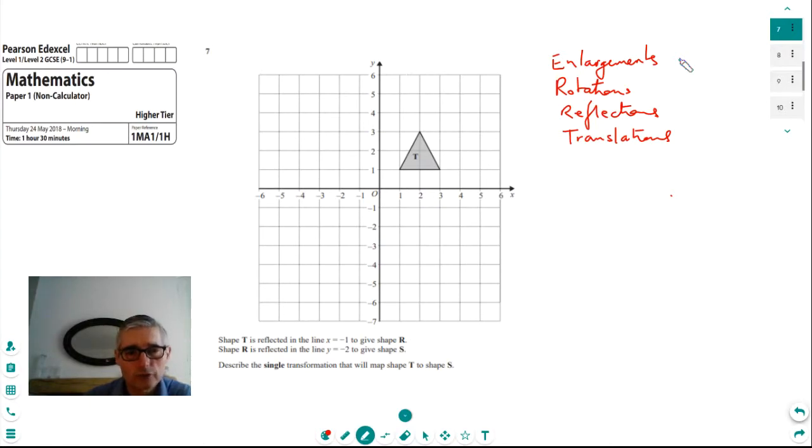This one is starting off talking about reflecting a shape T, the one drawn, in a line. So we're reflecting shape T in the line x equals -1, and we've got to then draw shape R, which is the reflected version of shape T. The first thing to do is to draw this line x equals -1. A line x equals -1 goes through the point x equals -1 and is a vertical line, so it would look like this.